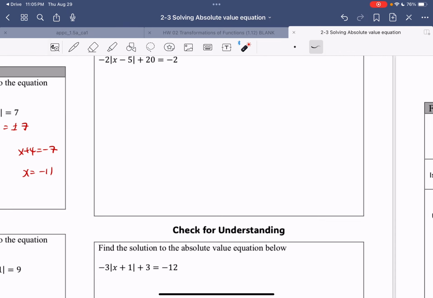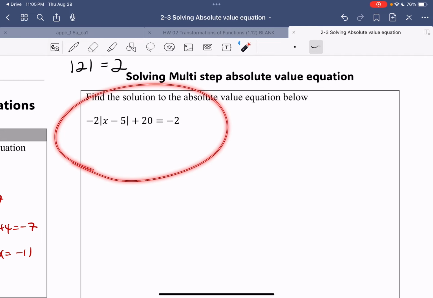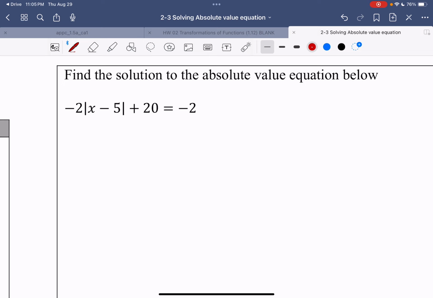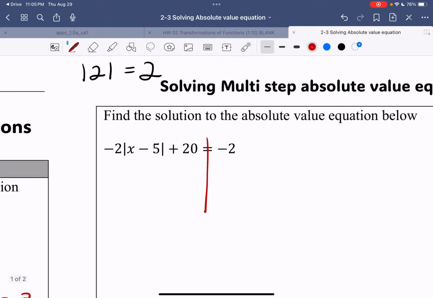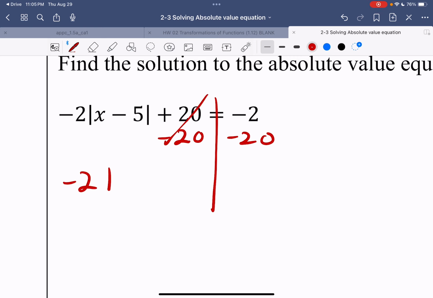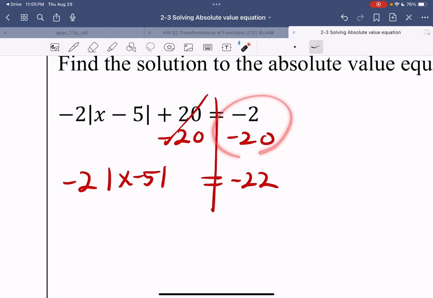Now, we are going to do some advanced questions, but it's going to be the same thing. The question says find the solution, right? So let's do algebra. First, you cannot get rid of this absolute value yet because there are two numbers that bother you, so you have to get rid of them first. I'm going to subtract 20 from both sides. That disappears, so I get negative 2 times the absolute value of x minus 5 is equal to negative 22, because I combined these two.